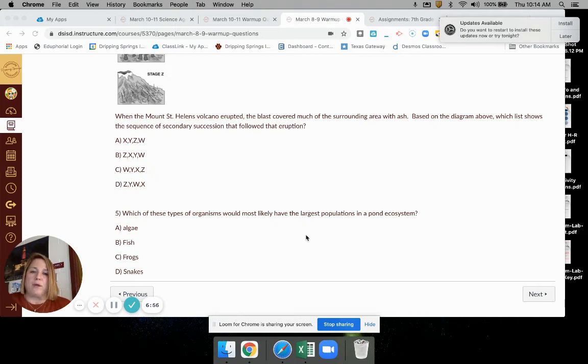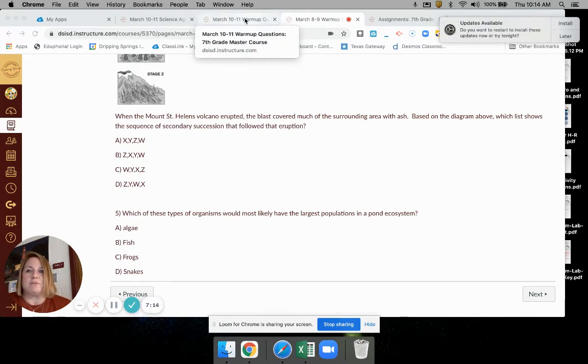So if you want to know the largest population, you're going to have to look for the population with the largest amount of energy. And we know that that would be algae. They are at the bottom of the energy pyramid. So the answer to number 5 is A, algae.